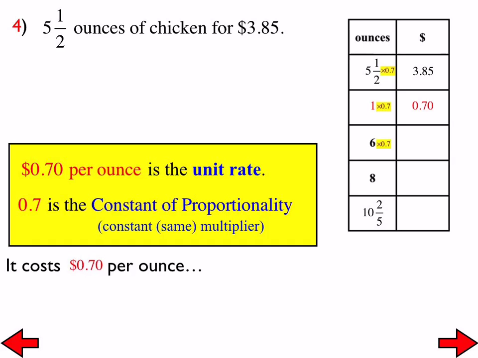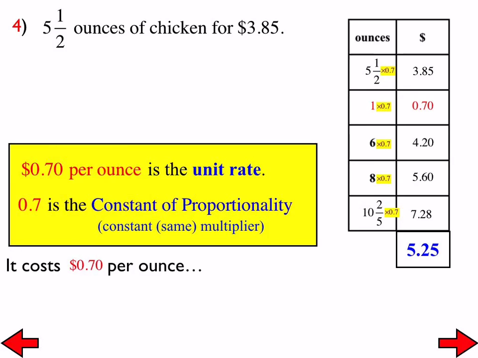So that would mean for 6 ounces, 6 times the multiplier gives us $4.20. For 8 ounces, that would be $5.60. And for 10 2/5 ounces, that would be $7.28. So if you know the ounces, to find the amount of dollars it would cost, you just multiply by the constant multiplier. But what if I reverse that process?